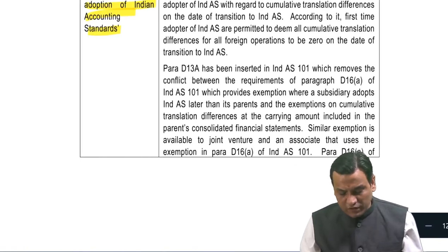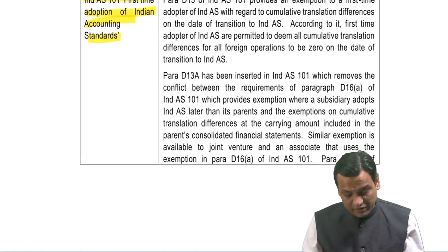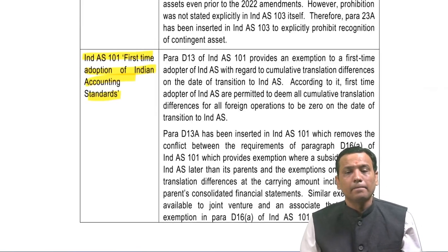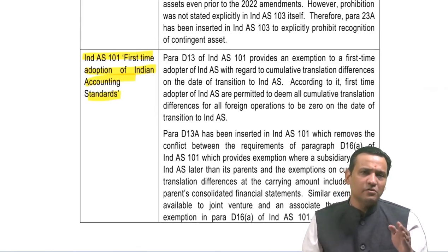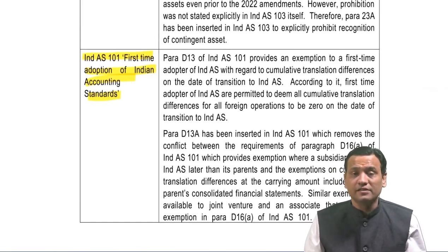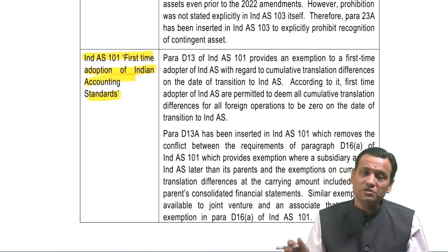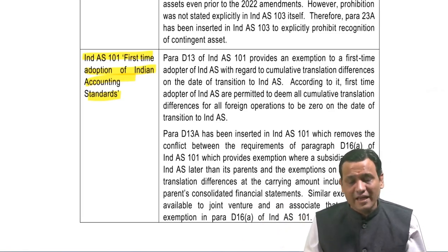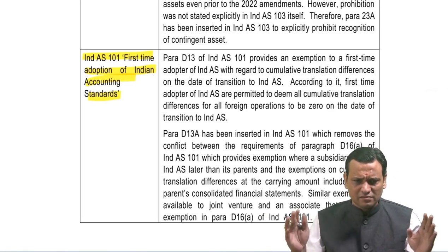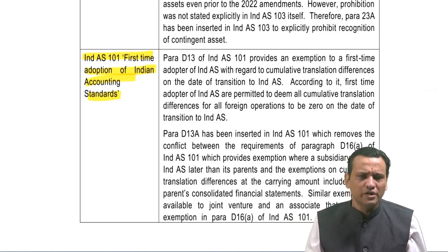Ind AS 101 read along with Ind AS 21. Those translation differences at the time of adoption of Ind AS with respect to currency fluctuations, which we were accumulating under our previous GAAP, were always considered to be zero on the date of transaction.